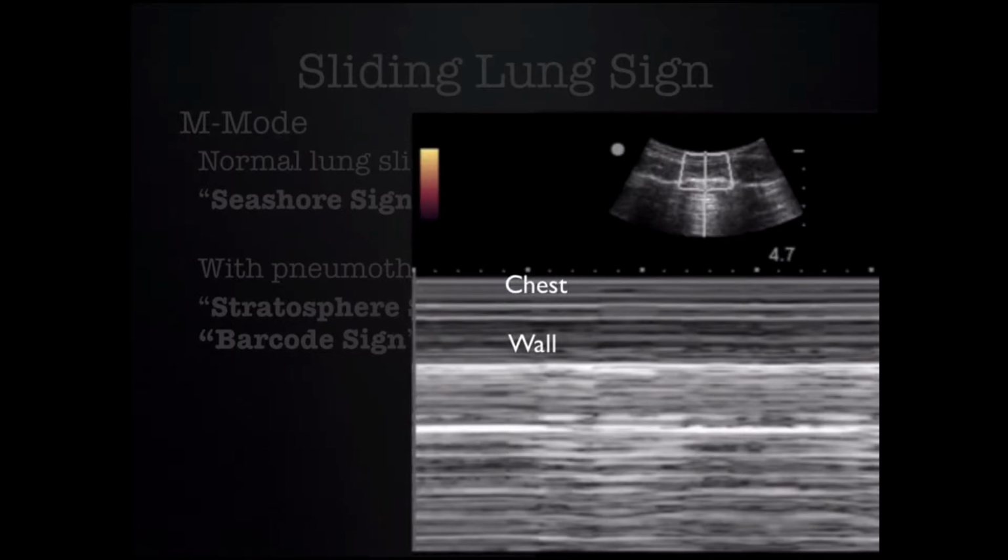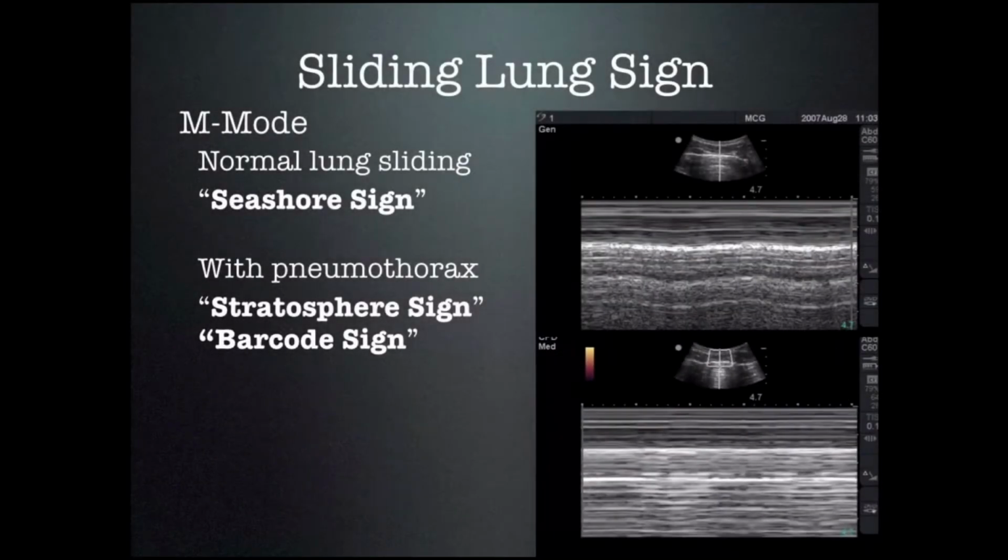We see the same chest wall horizontal stripes, but as we reach the pleural line, which is very bright, we do not see the deeper pleural surface or the lungs below. Therefore, we get these horizontal lines. This just looks like waves coming into waves, not waves coming into a sandy beach. This is called the stratosphere sign or the barcode sign, and it is indicative of a pneumothorax.